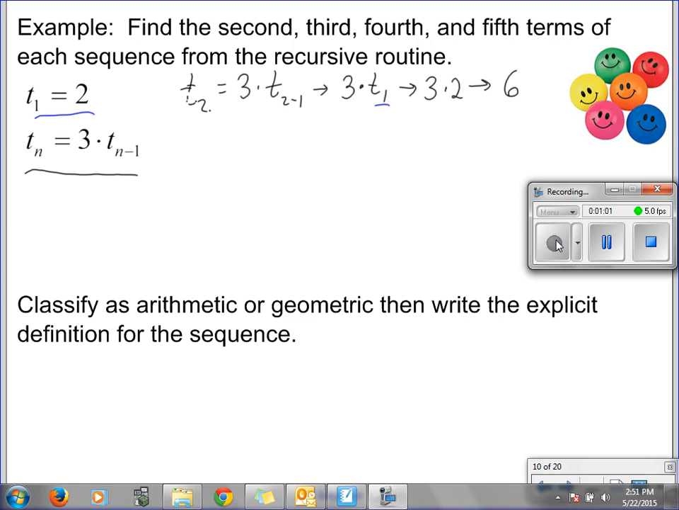Now, sometimes when you're using a recursive routine, you'll notice a pattern, and once you start noticing it, feel free to use it to figure out your sequence. But just to get used to the notation, we'll do one more. So t sub 3 is equal to 3 times t sub 3 minus 1, which if we simplify, is really just t sub 2. Now, we already know what t sub 2 is. It's 6. It's the previous term that we just found.